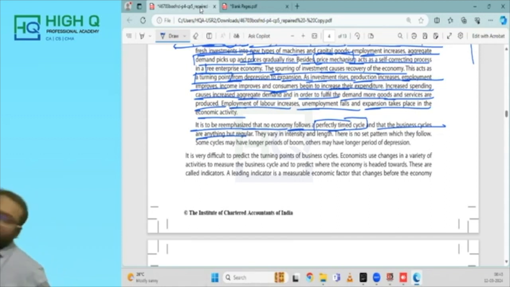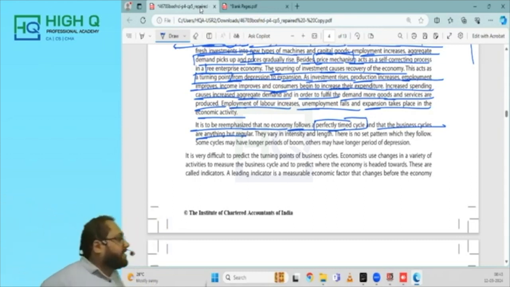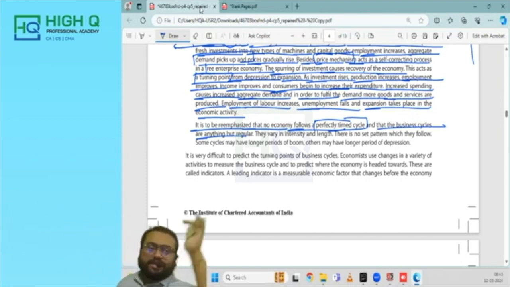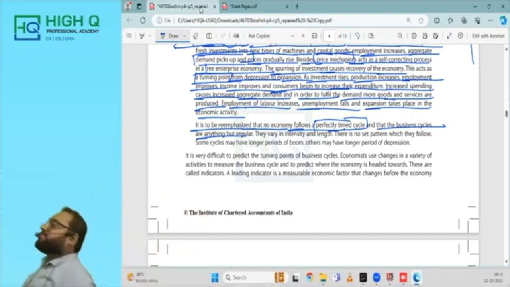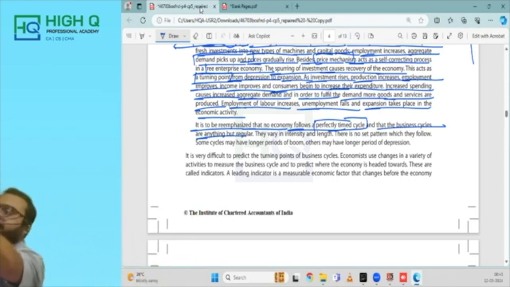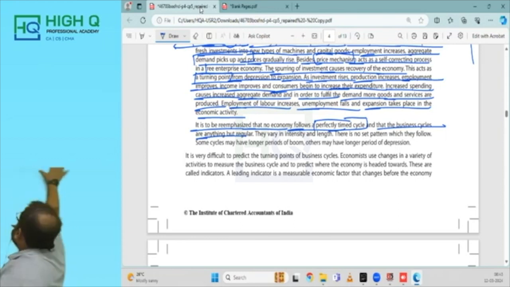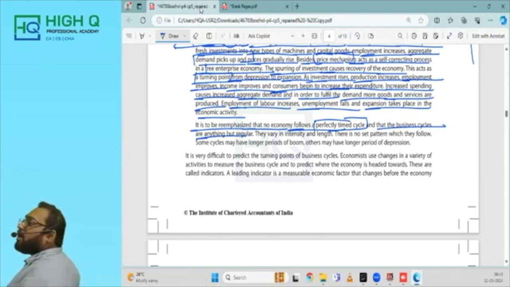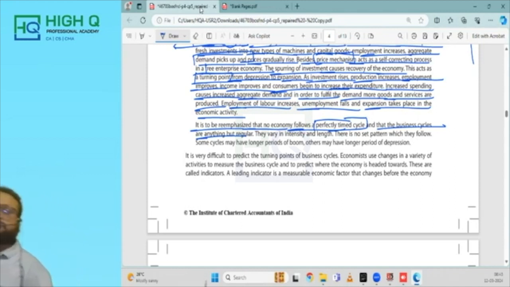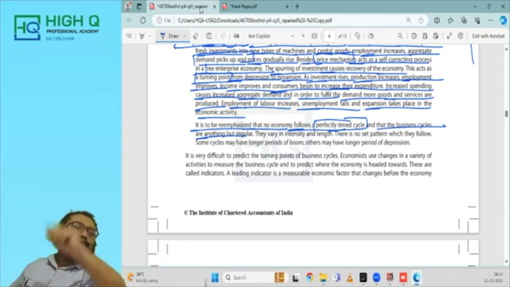So we are at trough. Hey, we'll revise. Say yes or no. From trough we want to go towards recovery. At trough the employment is low. Production will be low. Demand is low. Prices will be low. Many industries will shut down. Yes or no? And the economy will reach the lowest point, that is trough. From trough we want to recover.